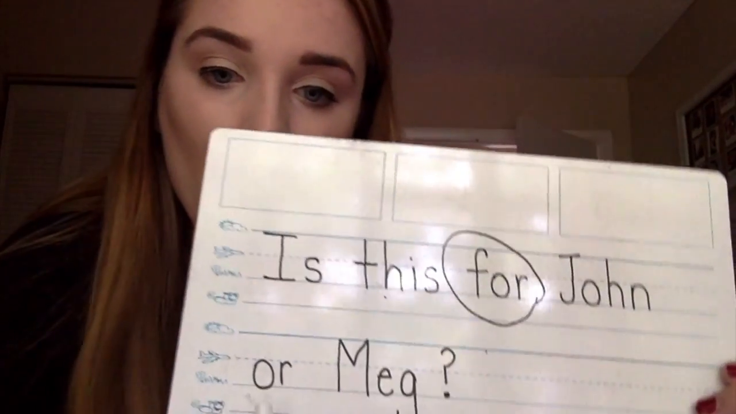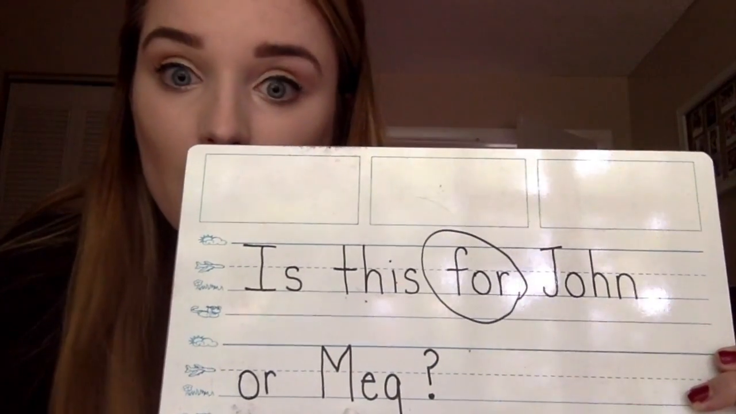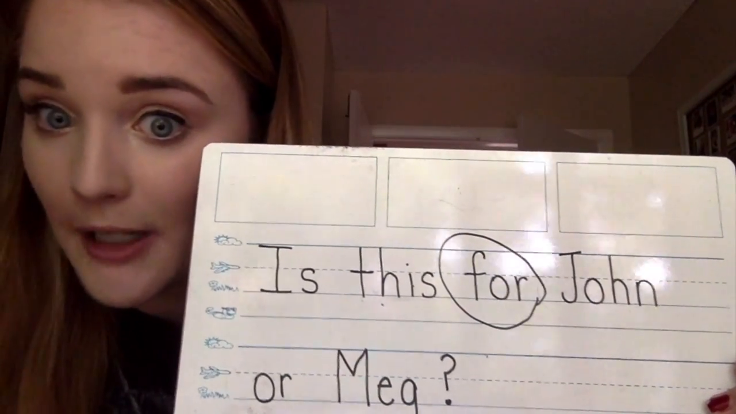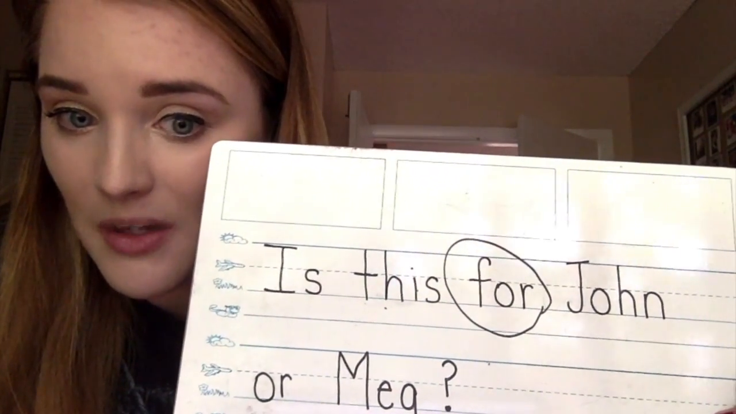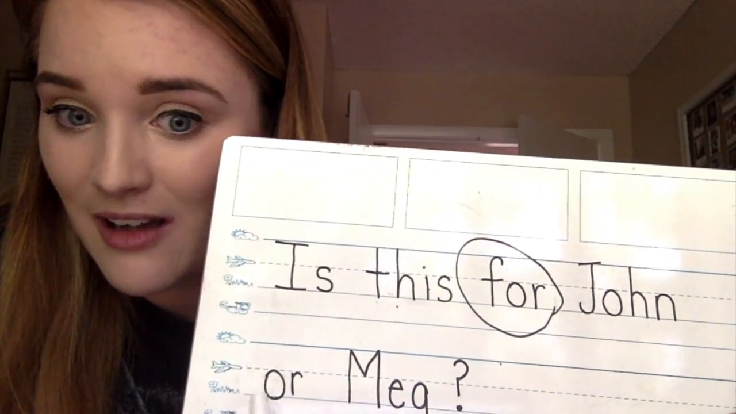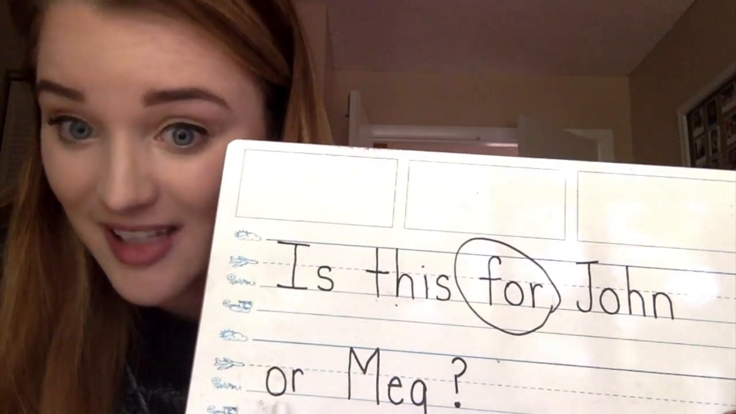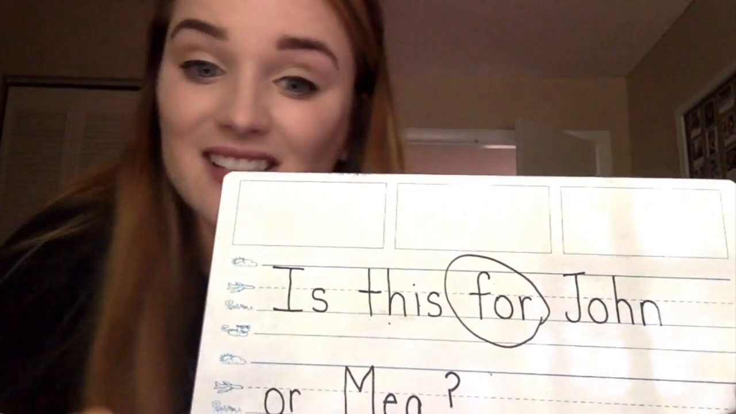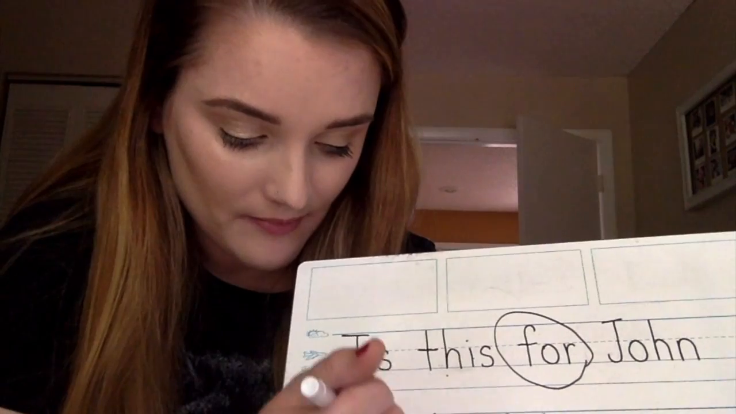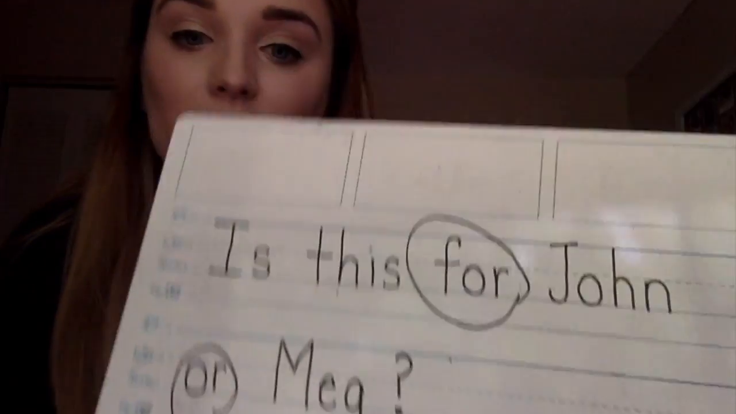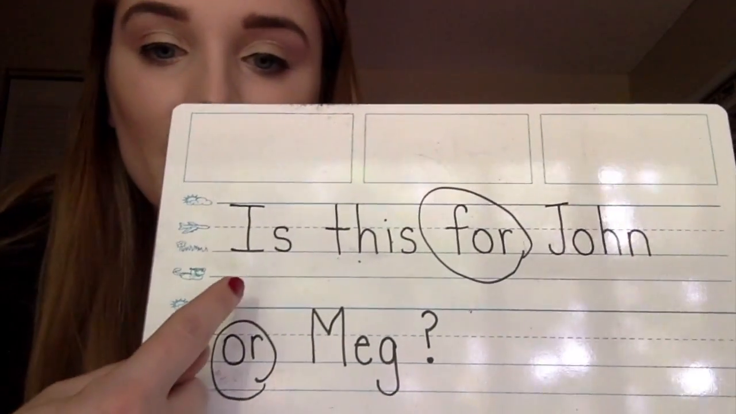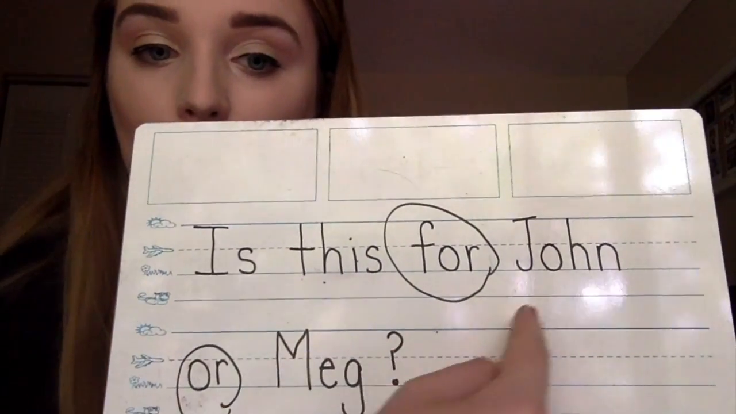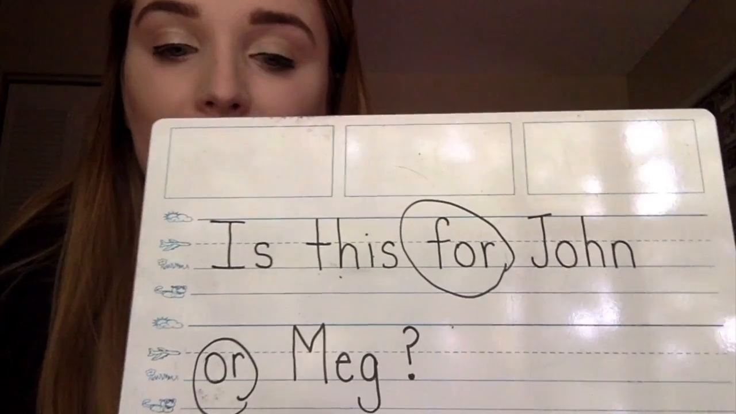John or Meg. Wait a second, I think I heard another one of my trick words. Which one was it? Was it this one or this one? Did you say or? Is this or? Yes, so I'm gonna put a circle around or. Because remember, those are my sight words. So let's read the sentence together one more time. Is this for John or Meg?